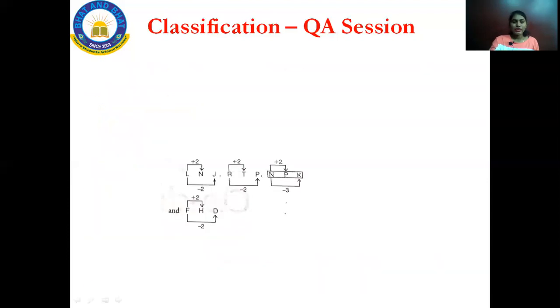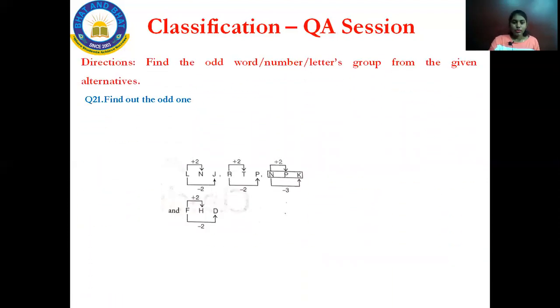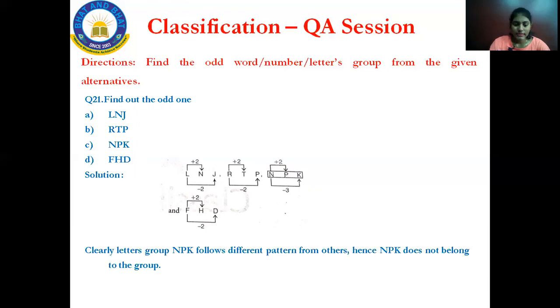Now we'll move on to the next question. Find out the odd one. Your options are: option A, L, N, J; option B, R, T, P; option C, N, P, K; and option D, F, H, D. Okay, these are your options. Now the solution.